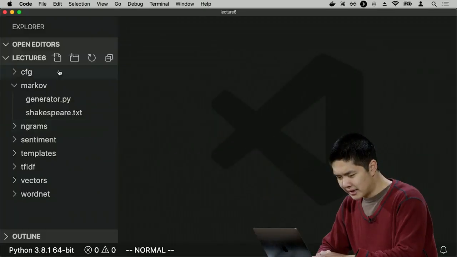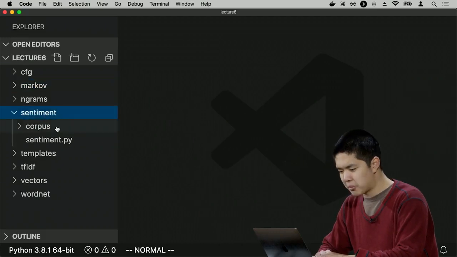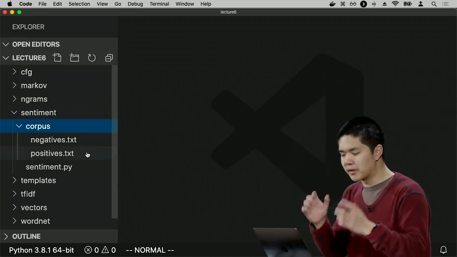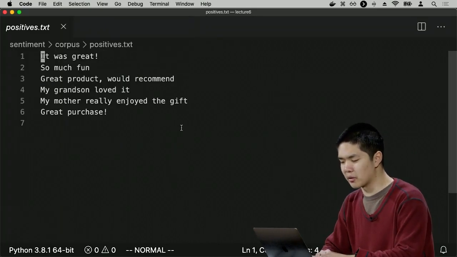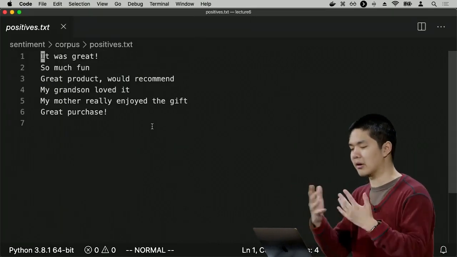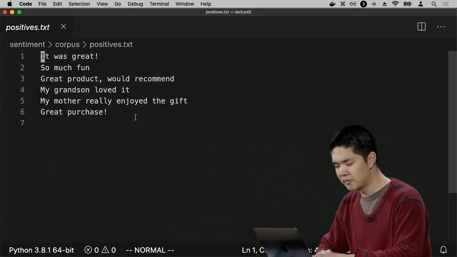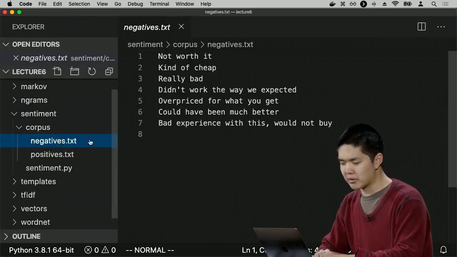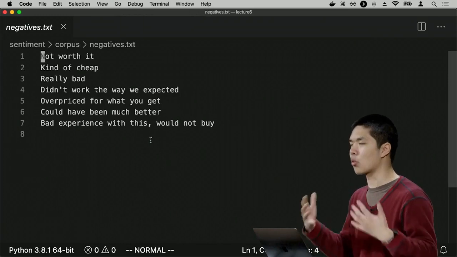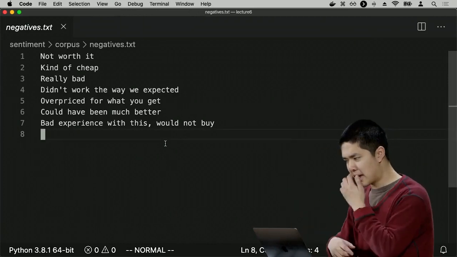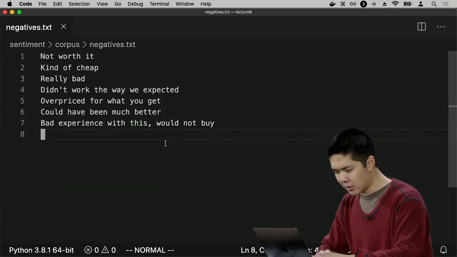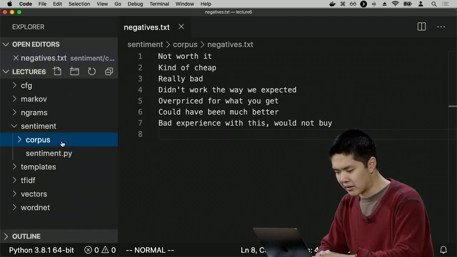What I've done is inside of sentiment, I've prepared a corpus of just reviews that I've generated, but you could imagine using real reviews. I just have a couple of positive reviews. It was great, so much fun, would recommend. My grandson loved it, those sorts of messages. And then I have a whole bunch of negative reviews. Not worth it, kind of cheap, really bad, didn't work the way we expected. Just one on each line, a whole bunch of positive reviews and negative reviews. And what I'd like to do now is analyze them somehow.